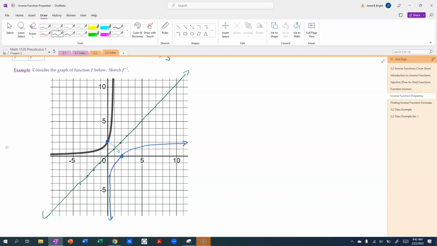So do your best to mirror these things if you're sketching a function and its inverse. And you can also make use of that point property. So again, this was 0, 2. This goes to 2, 0, interchanging those x and y coordinates.